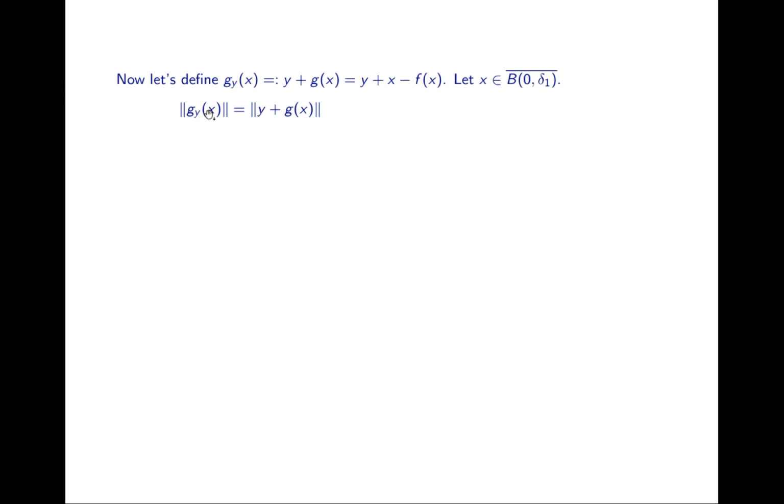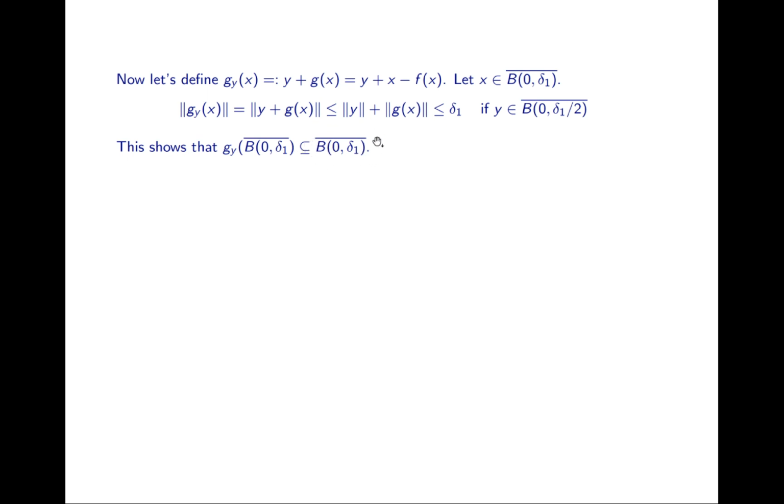The norm of gy of x is the norm of y plus g of x. Using our triangle inequality, that's less than delta 1 so long as the norm of y is less than delta 1 over 2, because we know that this is already less than delta 1 over 2. So we get delta 1 over 2 plus delta 1 over 2 if this is true. This shows that the mapping gy, from x in here, gives me an outcome of a vector inside of the same set. That's one of the conditions for a contraction, that it maps a closed metric space to a closed metric space.